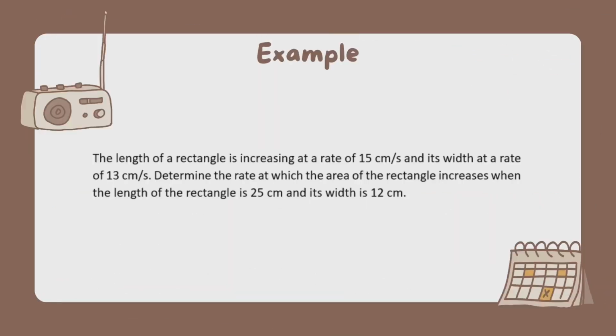Let's look at another example. The length of a rectangle is increasing at a rate of 15 cm per second and its width at a rate of 13 cm per second. Determine the rate at which the area of the rectangle increases when the length of the rectangle is 25 cm and its width is 12 cm.